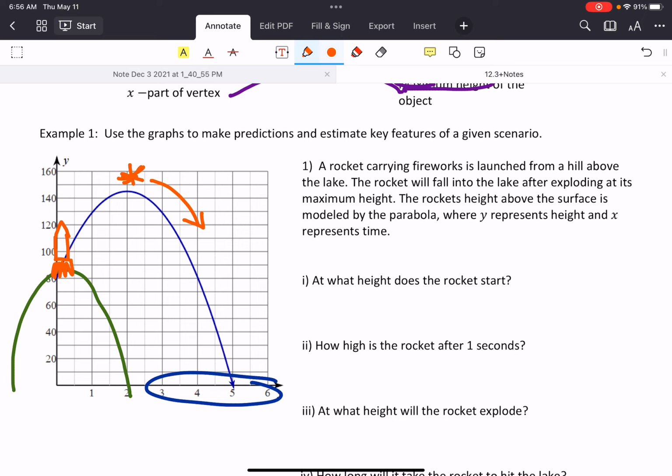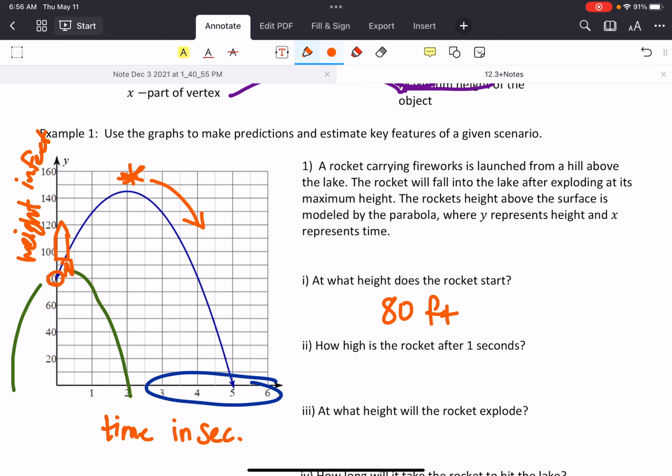The rocket's height above the surface is y, the height. So I'm going to go ahead and label this axis height. And x represents time. We're just going to say in seconds so that we have a measure of time. So the first question says, at what height does the rocket start? Well, we're going to look right here. At what height does that rocket start? Well, the y-intercept is 80. It doesn't tell what the unit is, so we're going to say in feet. So it's 80 feet.